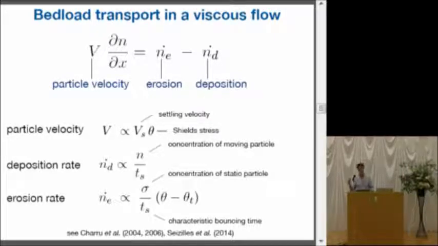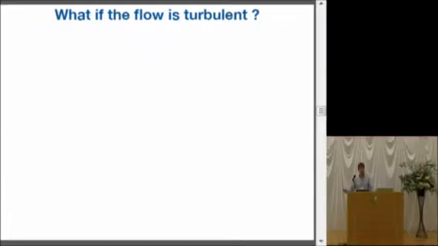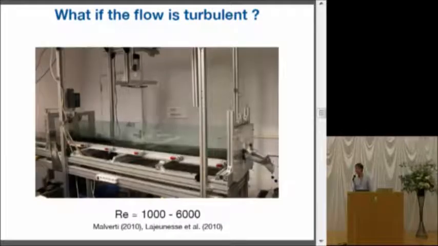Now, of course, so far I have considered only the case of a viscous flow, and an obvious question is, what if the flow is turbulent? To address this question, you need a bigger flume with a bigger pump, allowing you to reach bigger Reynolds numbers. And then once you have this big flume, you need to replicate all the experimental measurements that I've presented so far. You need to measure the concentration of moving particles, you need to measure the particles' velocity, you need to track their trajectories, hop lengths, and so on.